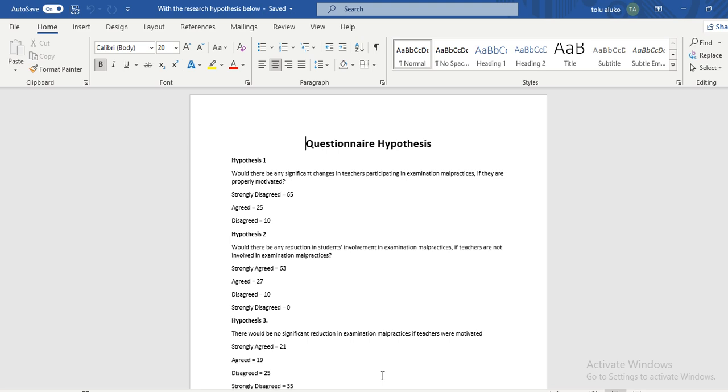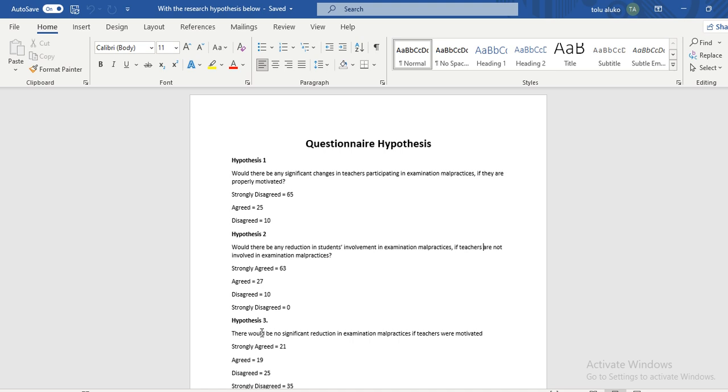Hypothesis 2: would there be any reduction in students' involvement in examination malpractices if, sorry, that should be if teachers are not involved in examination malpractices. Strongly agreed is 63, agreed is 27, disagreed here is 10, strongly disagreed.